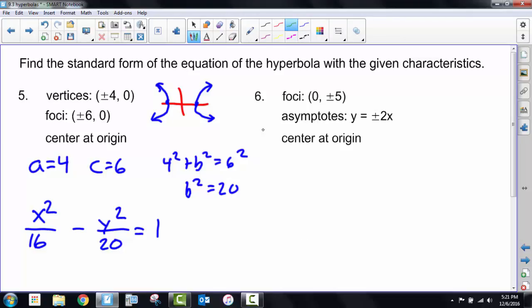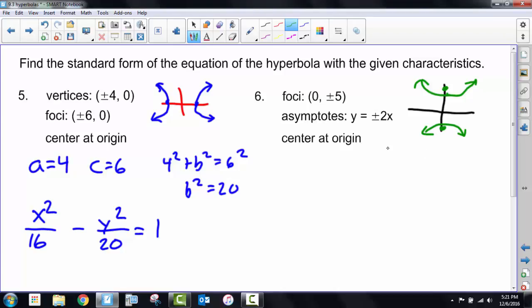All right, here's your next one. The foci this time it says are at 0 plus or minus 5. So again, I think it's smart just to do a quick sketch to remind yourself. If the foci are at 0 plus or minus 5, that means this thing has to open around those two foci, so it's essentially opening up and down, it's vertical. Just something to keep in mind.